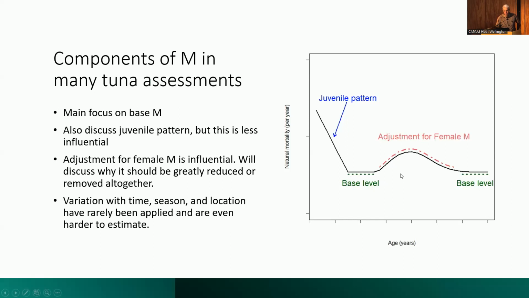Of course, natural mortality also has variation with time, season, and location, but these are rarely applied and really almost impossible to estimate in tuna assessments. I guess they're hypotheses, but they're not testable hypotheses, so we can't really address them.